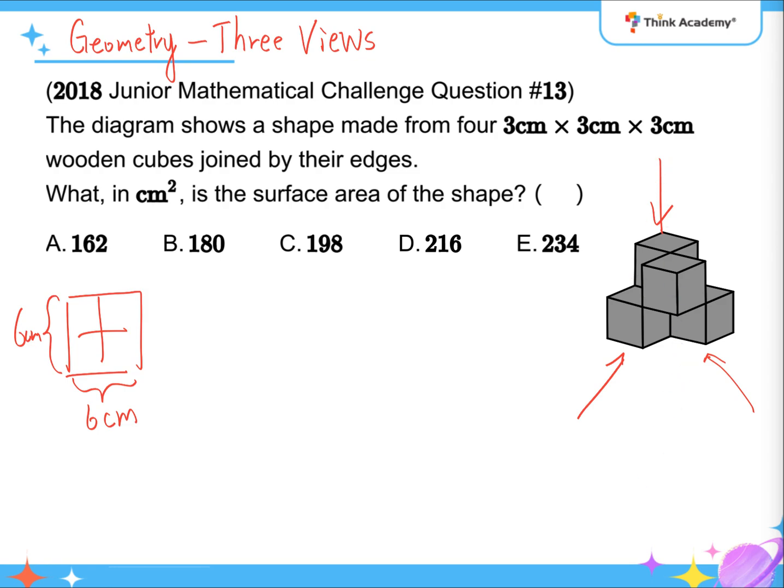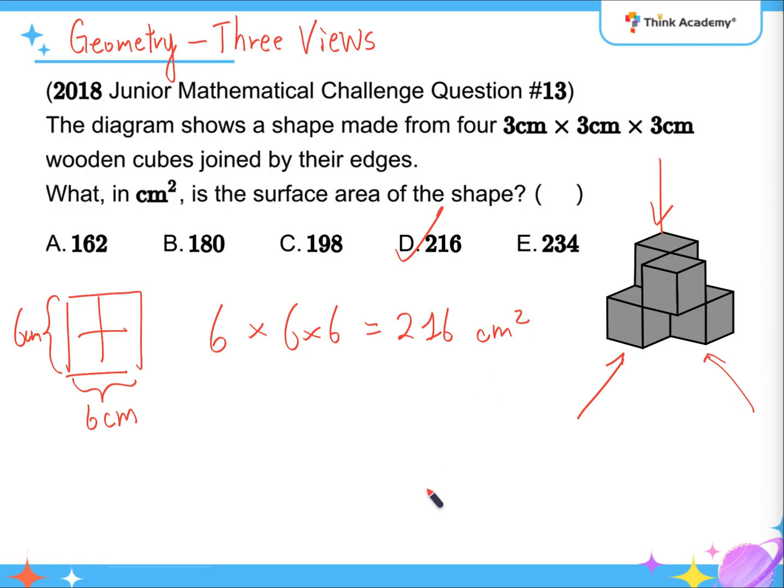Because we know that the top and bottom are the same, the left and right are the same, the front and back are the same, so altogether we should have 6 views altogether, right? And then for each view, the area is 6 times 6, so that's 216 centimeters squared. That's the first way of solving it.